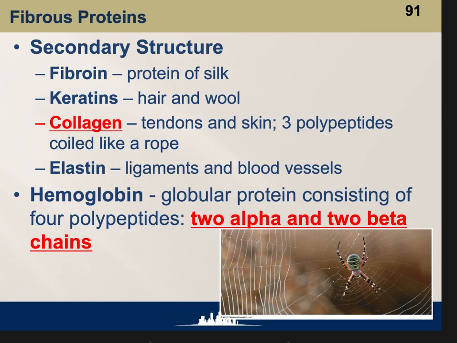Now let's talk about the application of this. Looking at this secondary structure, we have fibrin, keratins, collagen, and elastin. And collagen is going to be important for our tendons and skin, and it's going to be very similar to three polypeptides coiled like a rope. Hemoglobin is going to be four polypeptides, two alpha and two beta chains.